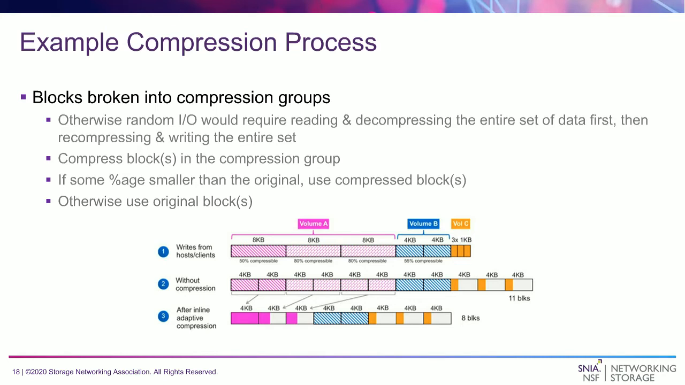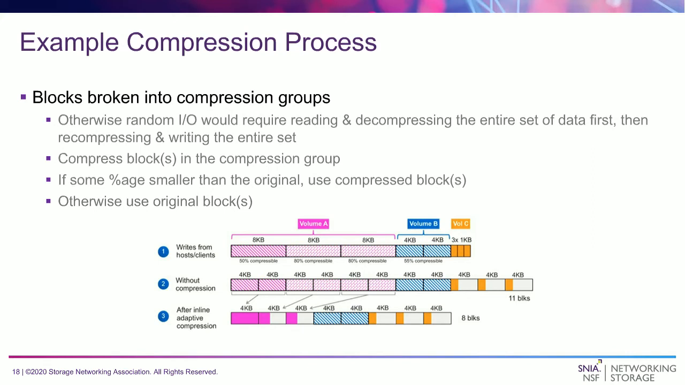So here's an example compression process. Read the notes first of all. I'll explain the diagram in a second. The blocks are broken into compression groups. So we don't compress the entire thing. We compress parts of the data. So we take, let's say, a big database, and we simply compress it in chunks. And there's a reason for that.